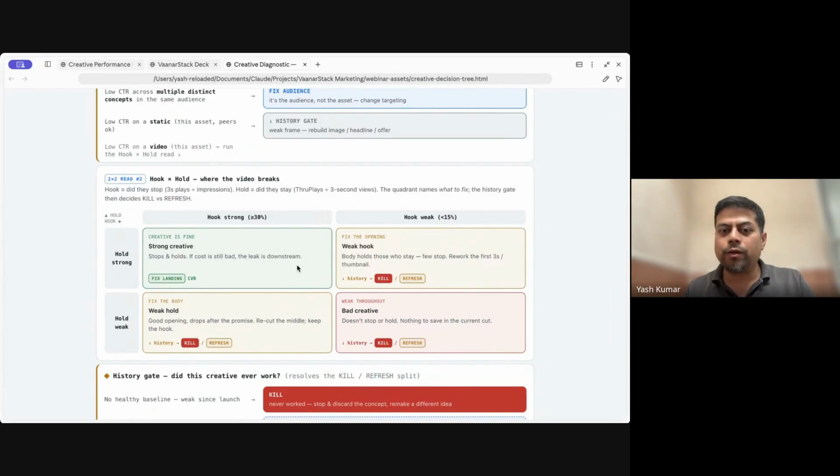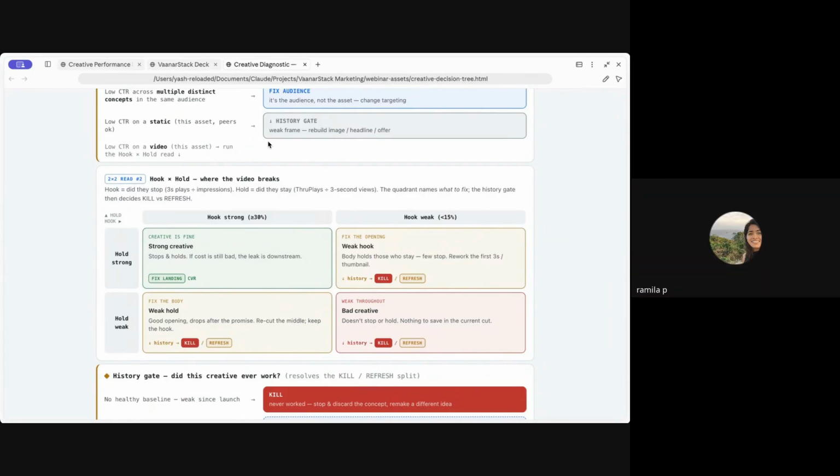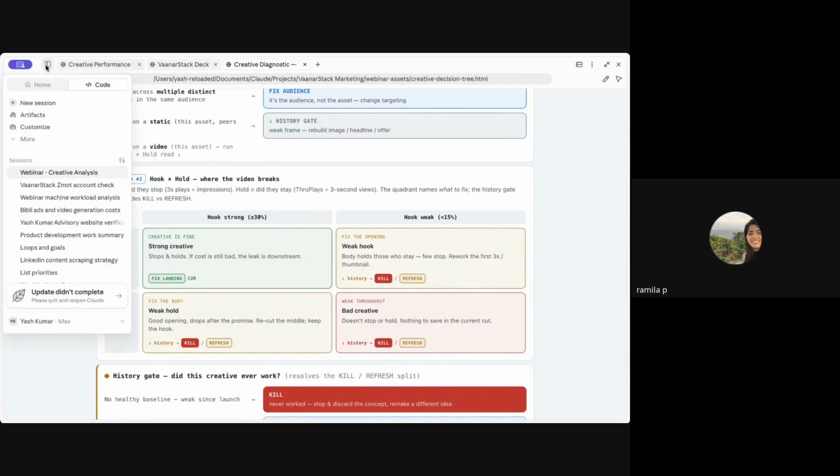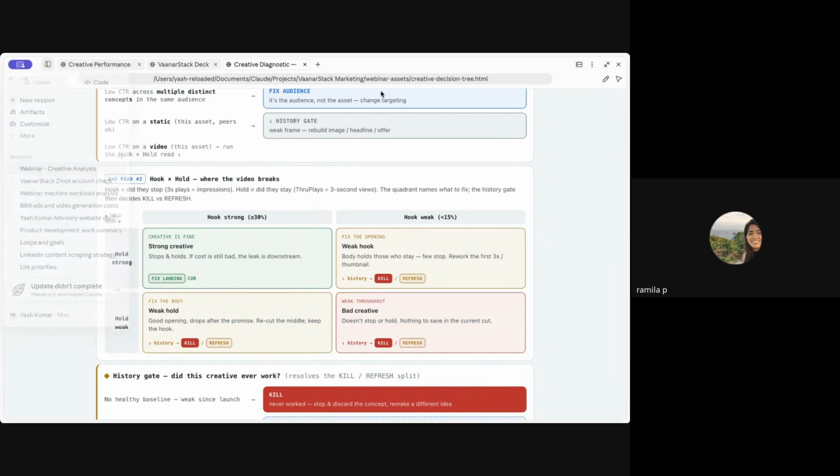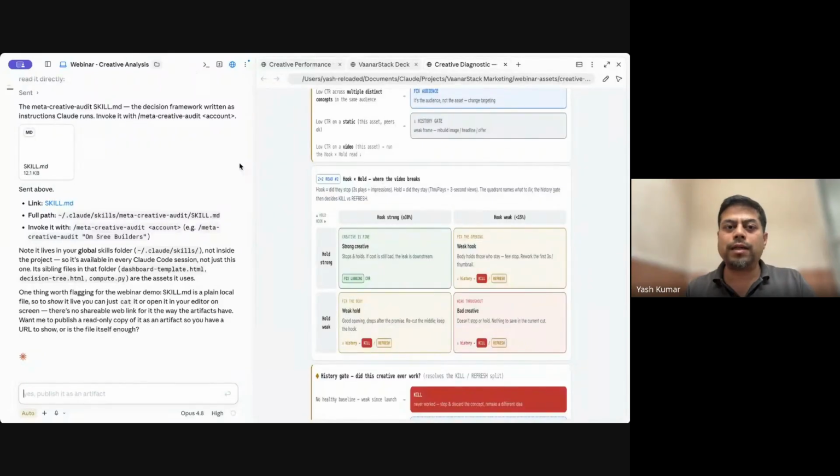Yeah, Ramila, you have a question there. Yeah, I have a question. For hook rate, you have given more than 30 as a good hook. For hold rate, what would be the percentage that you would take as a good or strong one? So again, it varies a bit based on industry, but generally I take something like 15%.